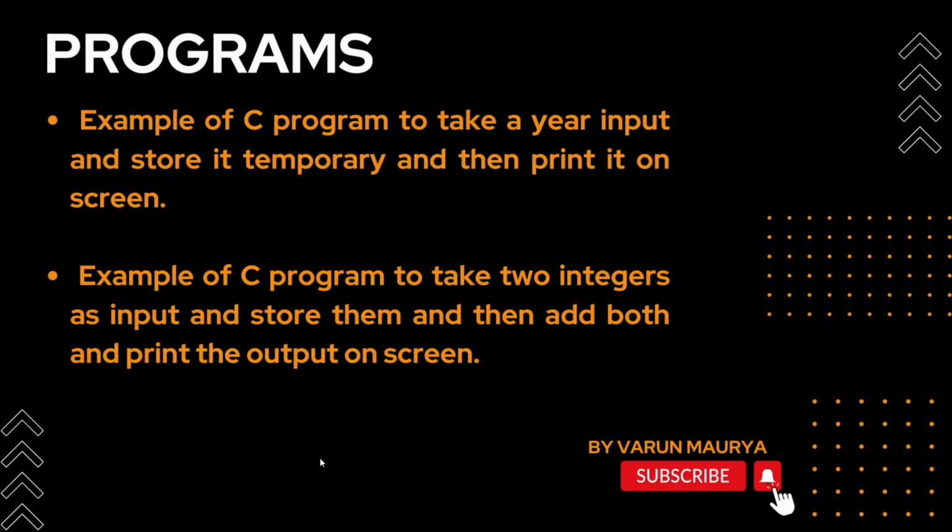So I am going to show you two programs. First, an example of a C program to take a year as input, store it temporarily, and then print it on screen. Second, an example of a C program to take two integers as input, store them, then add both and print the output on screen. If you think you can do it on your own, you can do it. And for those who think they are not able to create this program, I am going to show you.